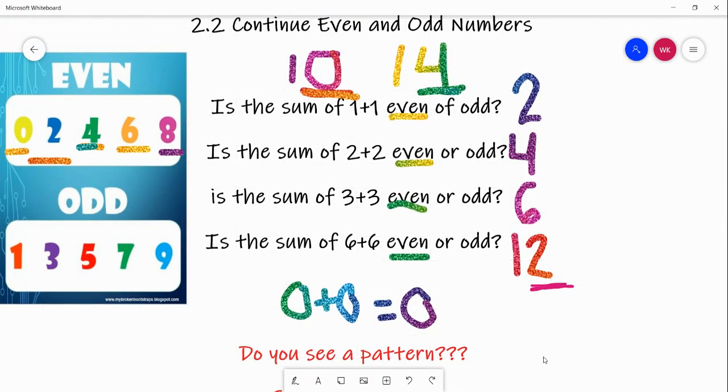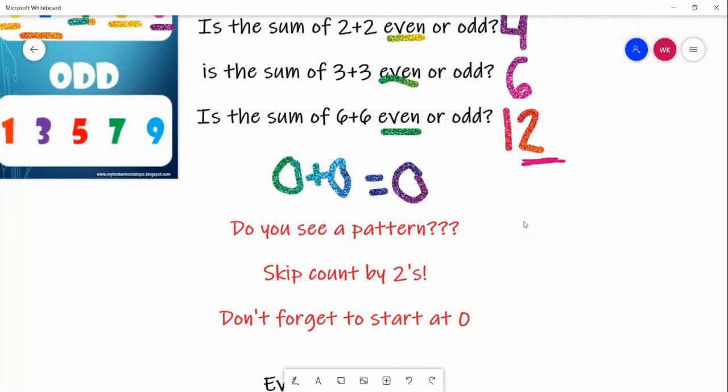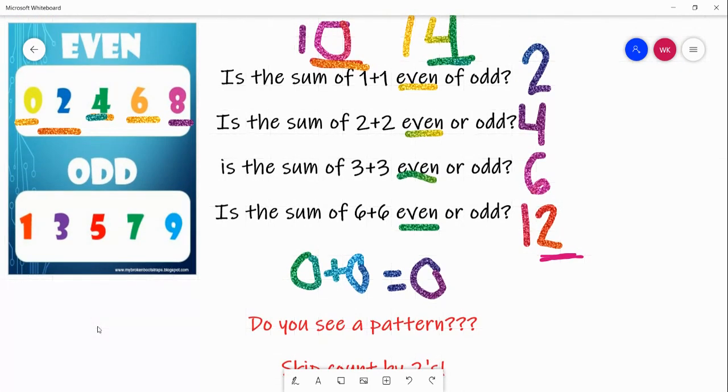So we kind of learned in kindergarten and first grade, skip counting by twos. So you're like 2, 4, 6, 8, 10. So all those numbers, when you skip count by 2, are even numbers. So 2, 4, 6, 8, 10, 12, 14, 16, 18, 20. Those are all even numbers. But we got to remember not to forget to start at 0. Even though we have 0 and 10 and 20, you got to start 0, 2, 4, 6, 8, 10. And those will be skip counting by twos, and those are all even numbers.